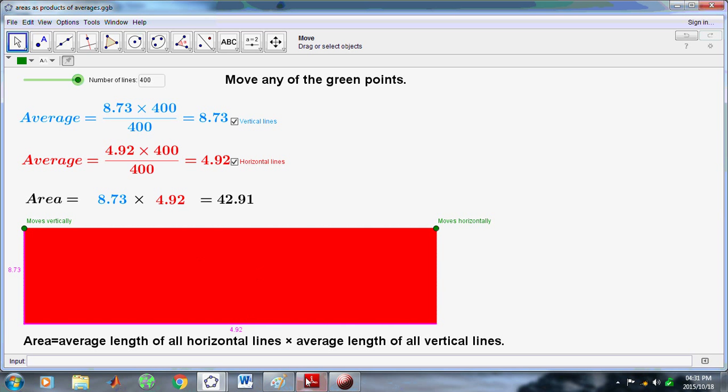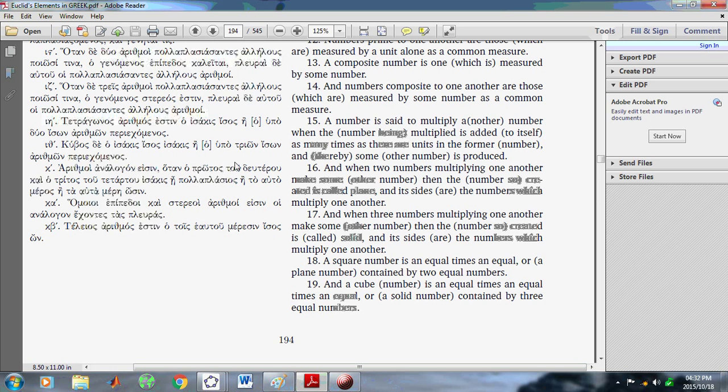Okay, the original Greek is very difficult to read. It's this definition here. And what it says is this. I'll read it in Greek and then I'll explain in English.